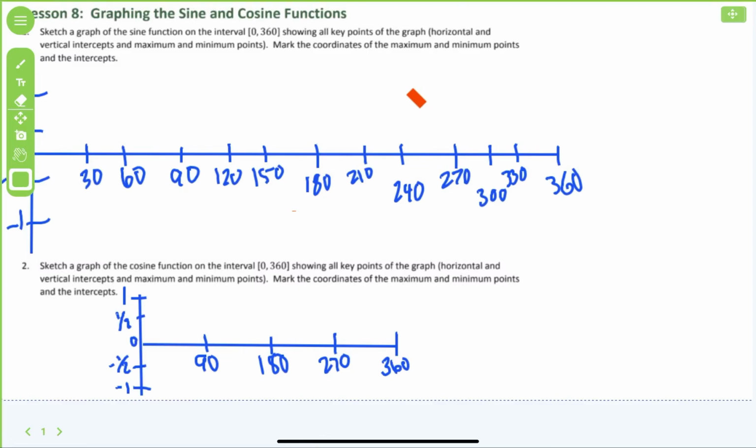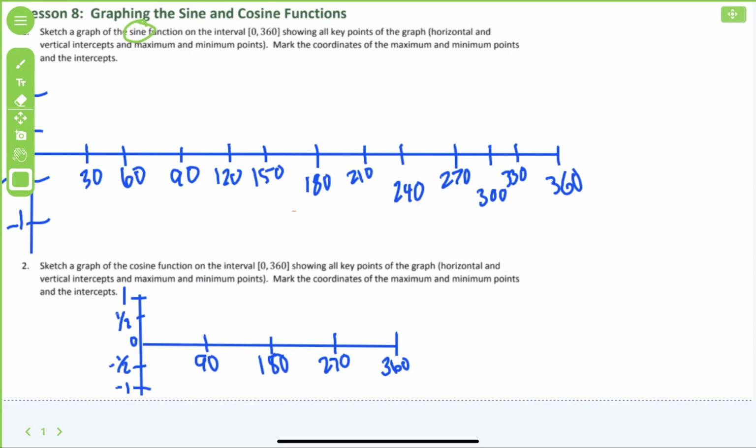All right, this is Algebra 2, Lesson 8, Graphing the Sine and Cosine Functions. Number 1 says, sketch a graph of the sine function. There's a key word. We're just looking at the sine function on the intervals from 0 to 360, showing all the key points of the graph, horizontal and vertical intercepts, and maximum and minimum points. Mark the coordinates of the maximum and minimum points and the intercepts.